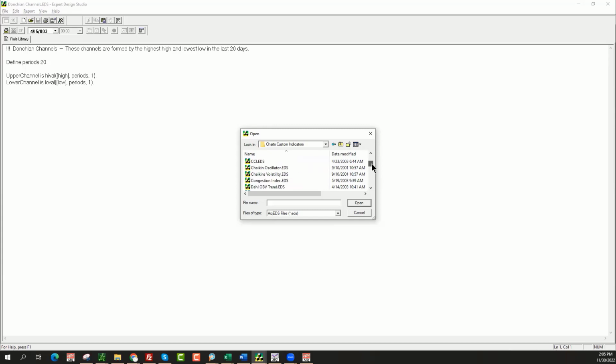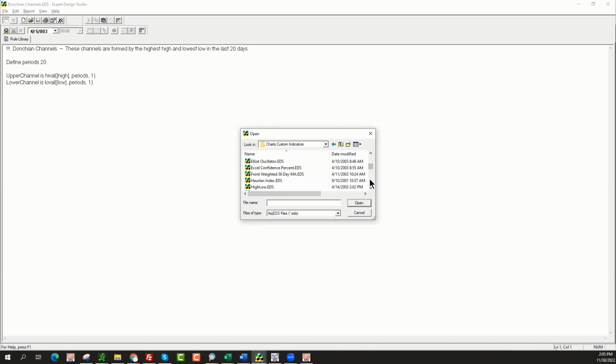A big shout out goes out to those coders who do that for us, because some of this coding can be complex. And so the ones that we send out with the system that you have include a variety of different custom indicators. Some of them are sourced by client feedback, some are sourced from Stocks and Commodities, and some are just indicators that are very popular out there. As you can see, things like Chaikin oscillator, dial oscillator. All of these Expert Design Studio files are custom indicators.